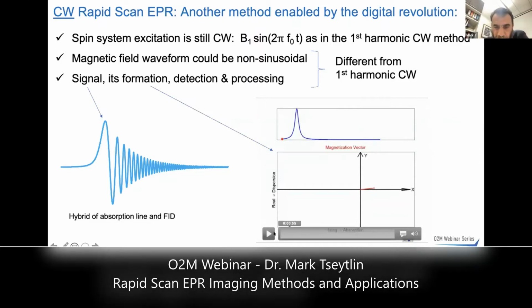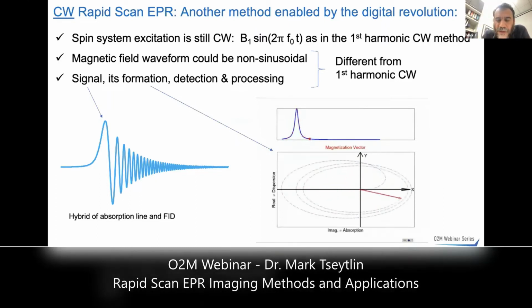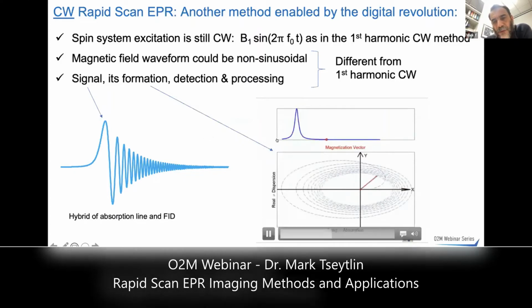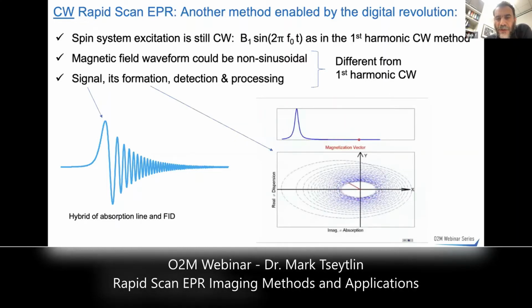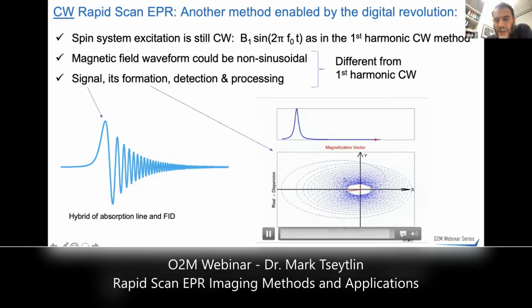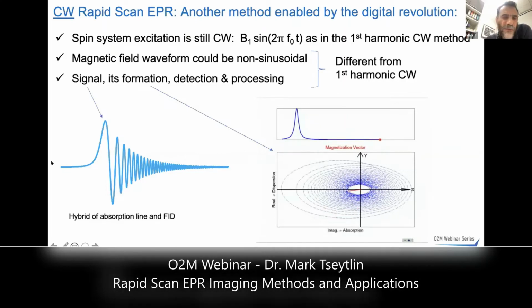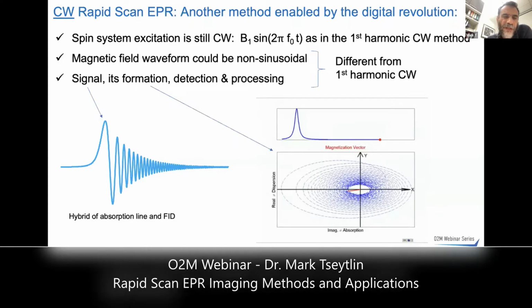So for example, if I run this video, you will see that the signal looks quite different. When you scan the magnetic field through the line, if you do it fast, in a time shorter relative to the relaxation time, you see the magnetization vector in the XY plane rotate, and it forms a signal which resembles pretty much an FID. So it's a hybrid between the absorption line and FID. In fact, the faster you go, the more it resembles FID, and if you go slow, it more resembles the absorption line. As you may see, it's a completely different looking signal.